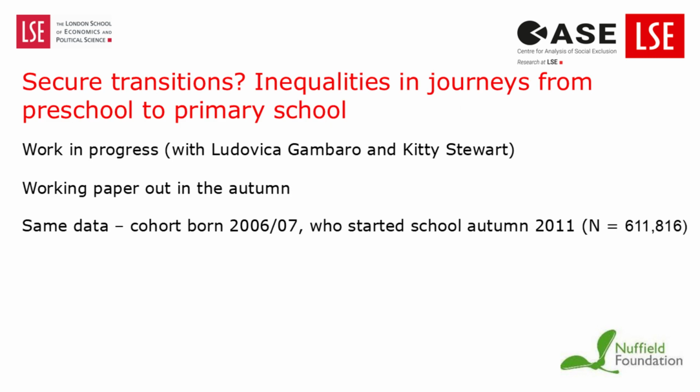I'm going to move on now very quickly to talk about another piece of work using the same data, but the whole cohort this time, so sort of 600,000 plus children, so the autumn borns, the spring borns and the summer borns, the whole school year cohort. And we've got a working paper on this out in the autumn if anyone's interested.